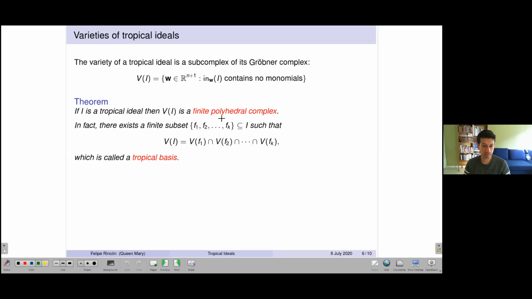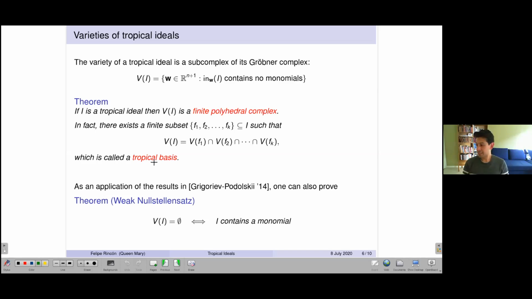And if you investigate a little bit further, you'll realize that, in fact, any tropical ideal contains finitely many polynomials that cut out the tropical variety. So the variety of I as a set is just the intersection of the tropical hypersurfaces determined by all those finitely many tropical polynomials in I. That's what we call a tropical basis. They exist for realizable tropical ideals. We knew that already, but this is showing that even for non-realizable ones, you can always find a finite collection of them, a finite tropical basis.